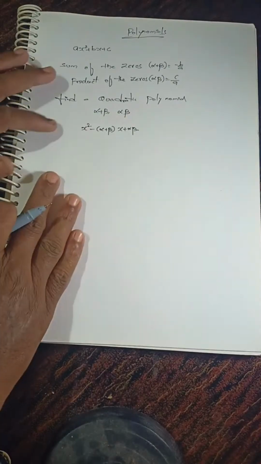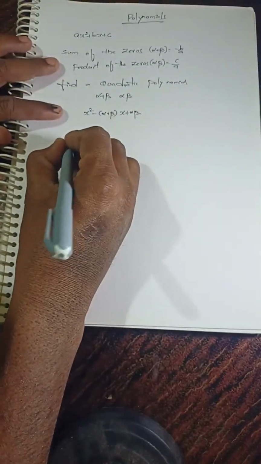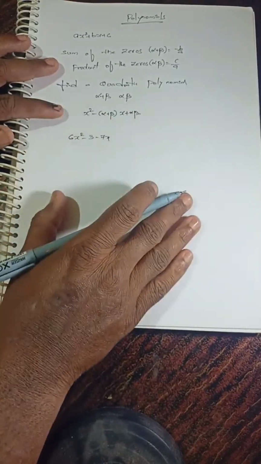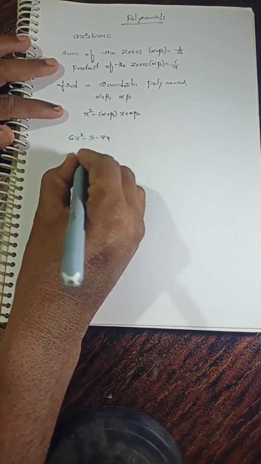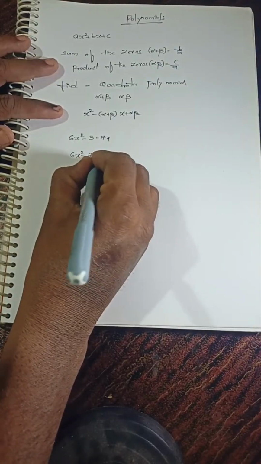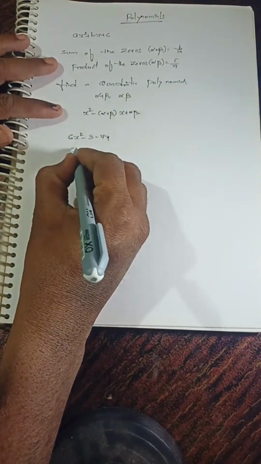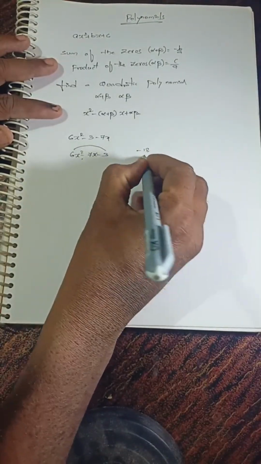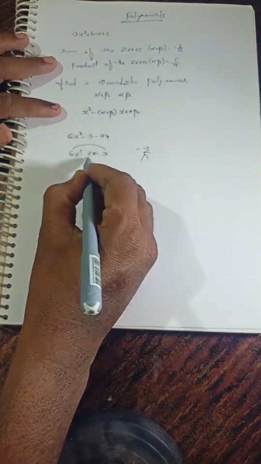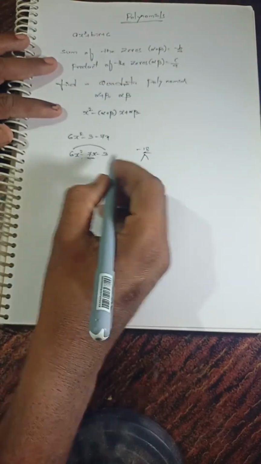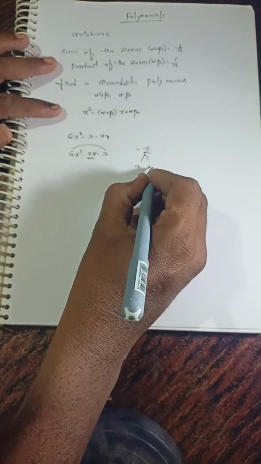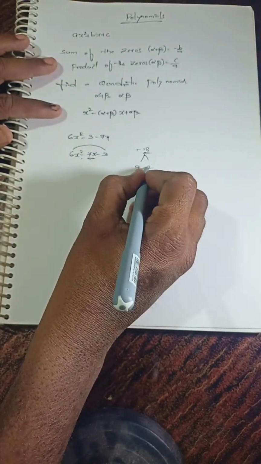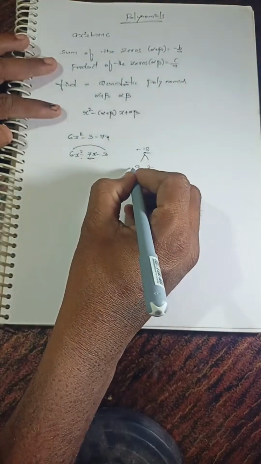Now see, for example, listen here. If the question is given 6x square minus 3 minus 7x, we are going to write this in order. First of all, 6x square minus 7x minus 3. So multiply the first value and the third value. 6 into 3, you are going to get minus 18. The product should be minus 18, and the sum should be minus 7. How are you going to get it? 9 twos are 18, so 9 minus 2, you are going to get 7.